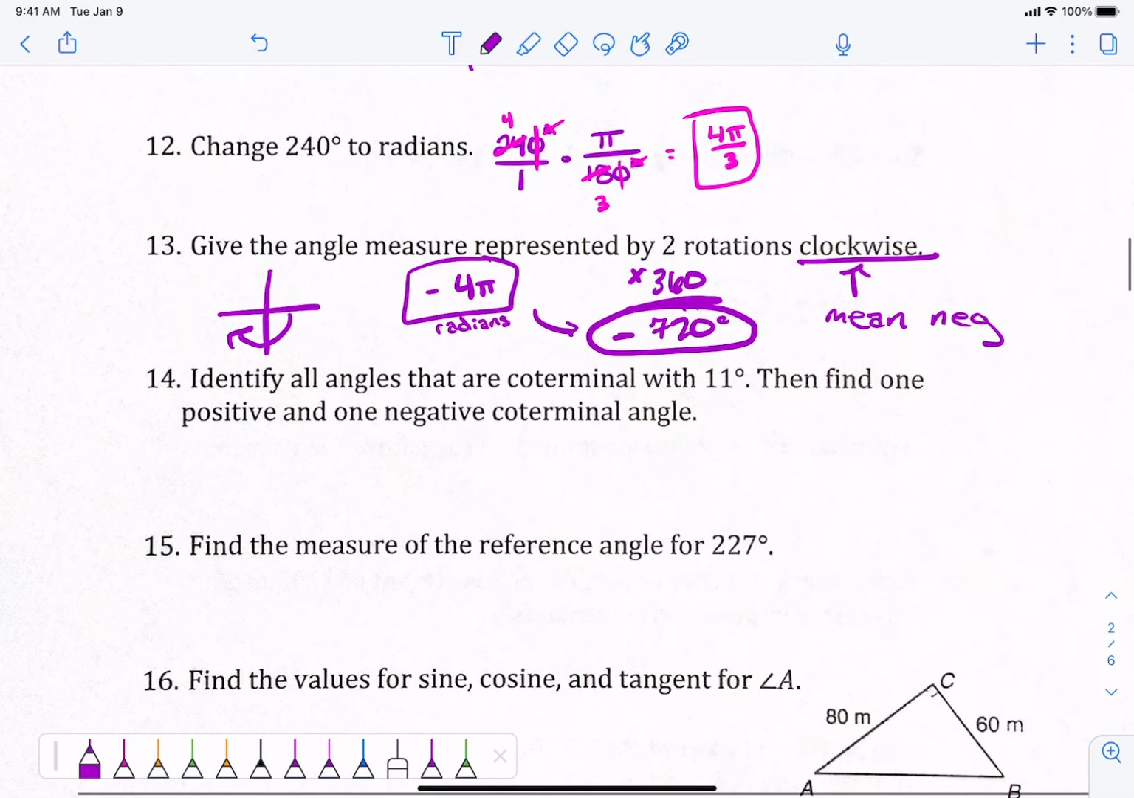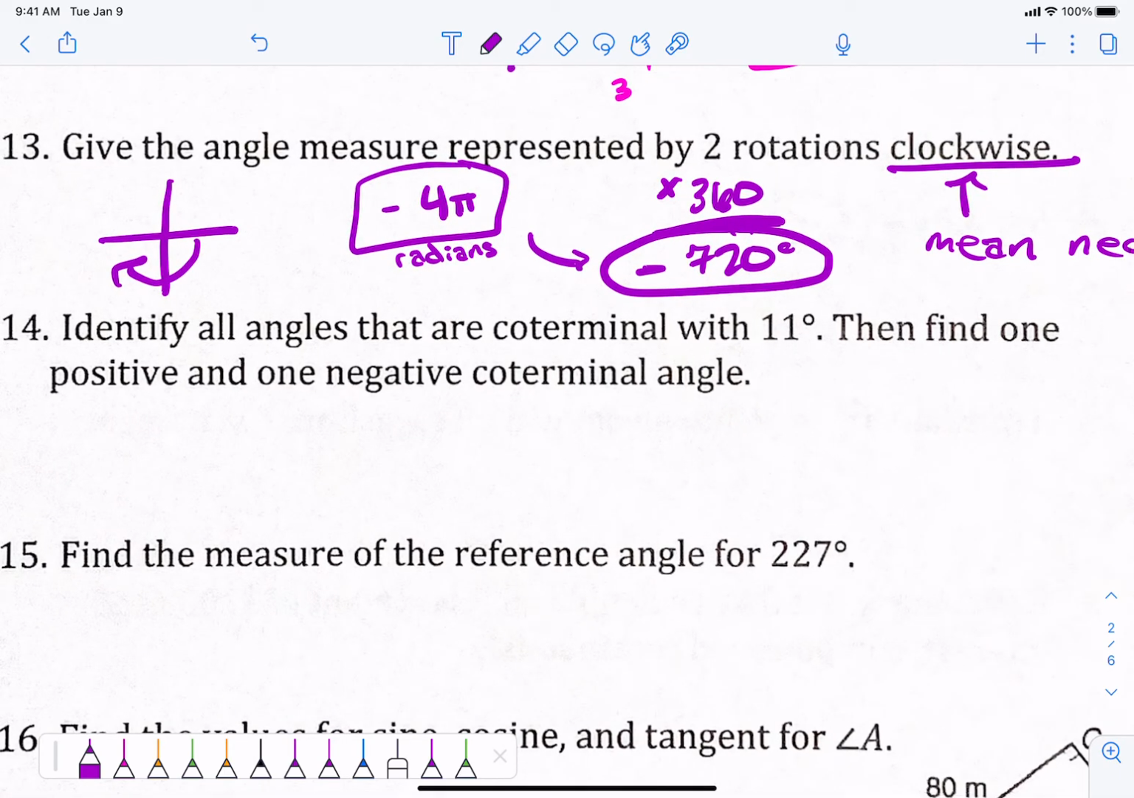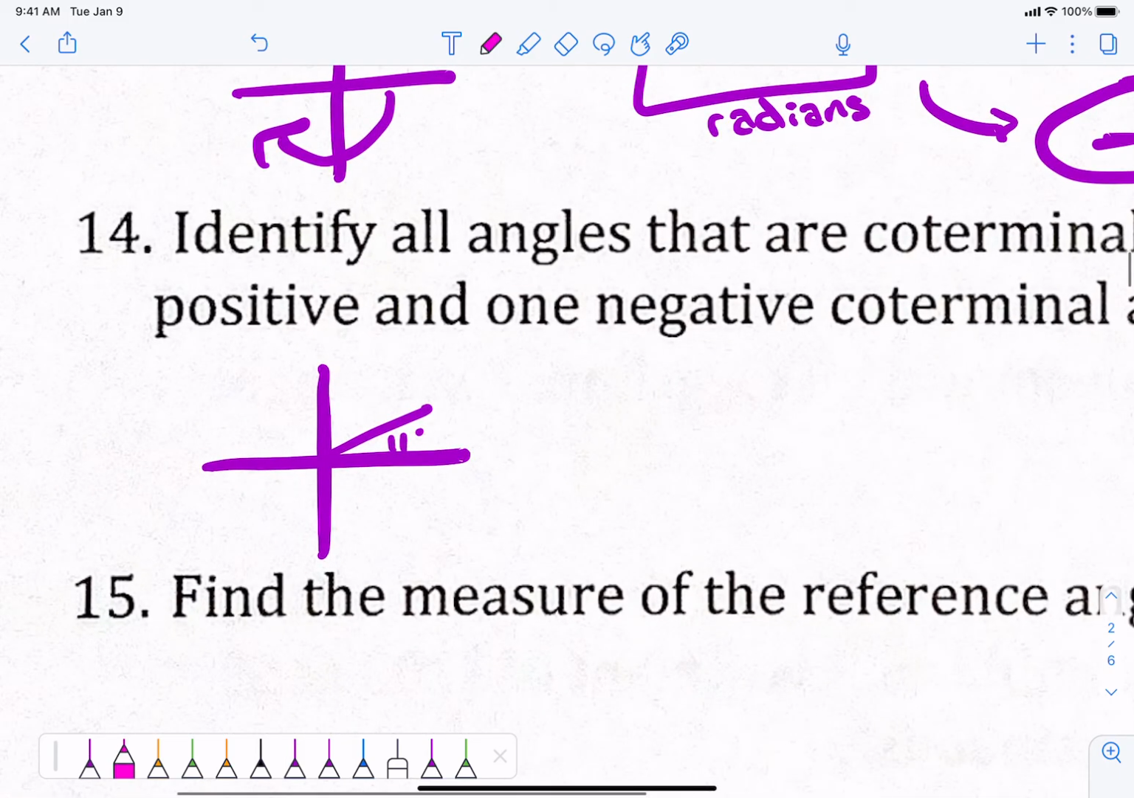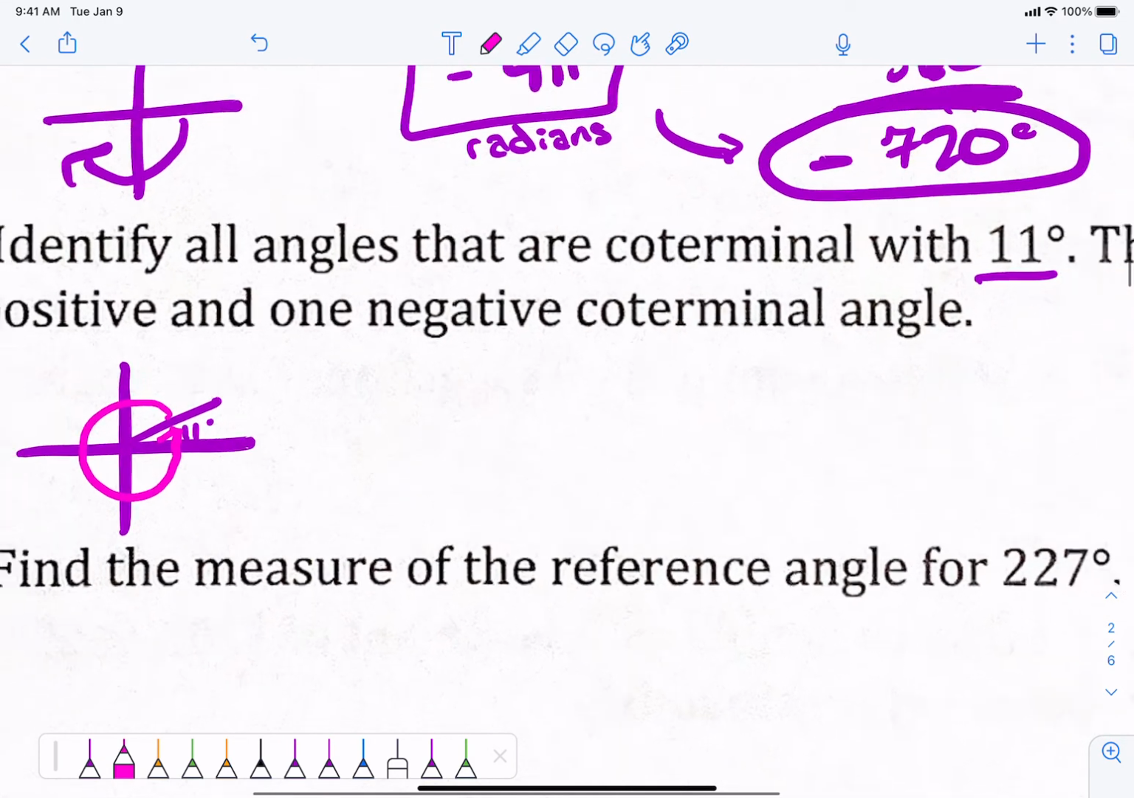All right, now 14. Identify all angles that are coterminal with 11 degrees. What does coterminal mean? Same thing, just the same spot. If I have 11 degrees here in the first quadrant, I want to know, if I go one more cycle around, how many degrees will that be? So let's start with that.